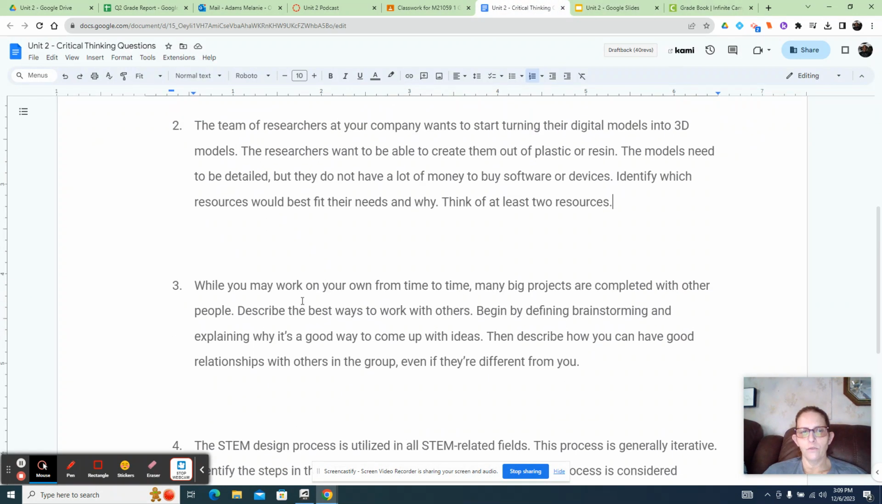It's telling you it needs to be made of plastic or resin. So you can think of 2 resources. So what type of resources? You can use 2 different types of printers, 2 different types of resin. Resin costs different amounts of money. Plastic, right? So what 2 brands of 3D printers could you use? All right, think about that.